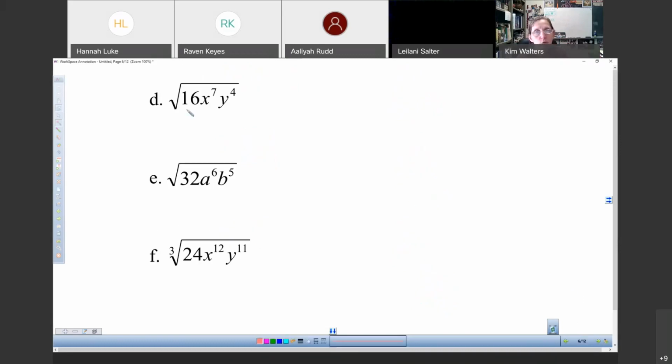All right. So now we're going to toss some variables into the mix. I'm going to tell you a couple of things about this that hopefully will help you to simplify it. One is that I'm going to split this into 3 different pieces. I can split this square root over 3 different pieces, and that's what I'm going to do to start with. So I'm going to start with the square root of 16, and then the square root of x to the 7th, and the square root of y to the fourth. Okay, that's the first thing I'm going to do.